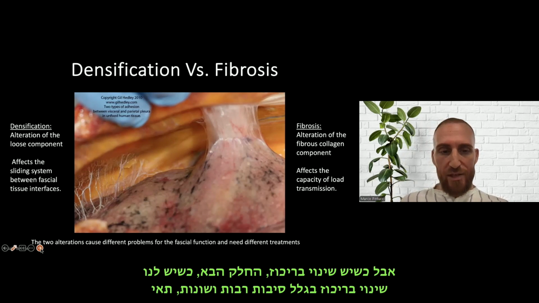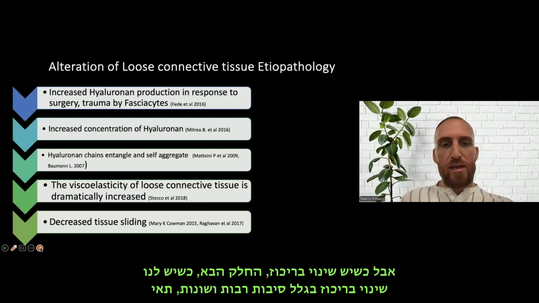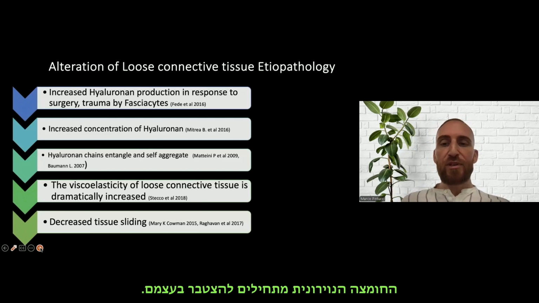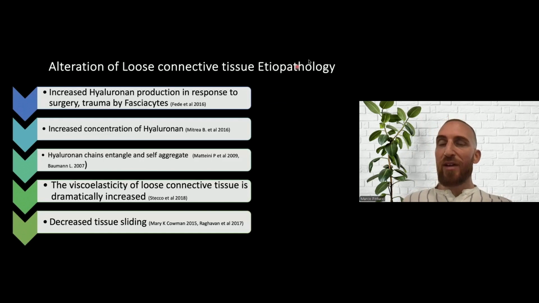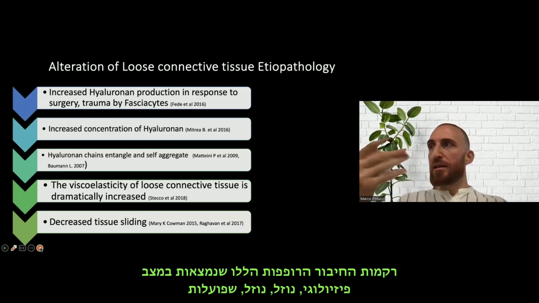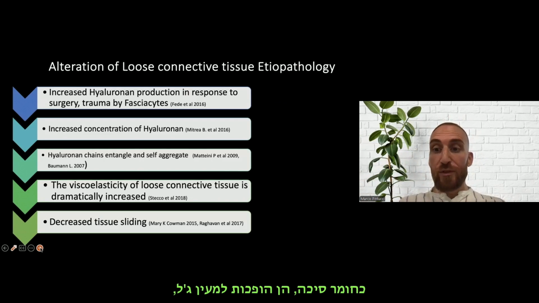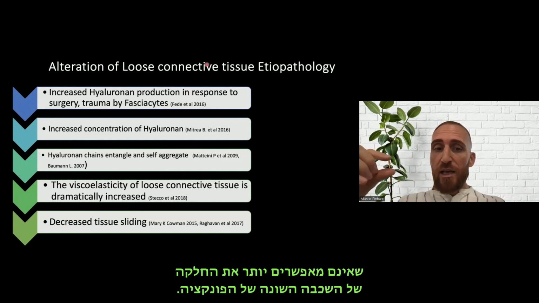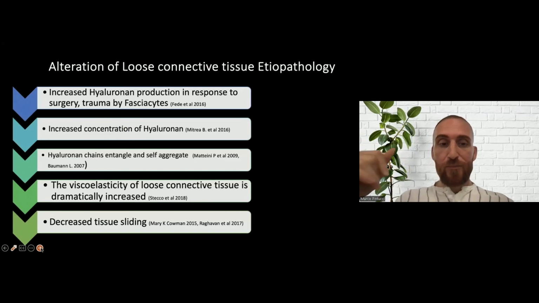But when there is an alteration of concentration, next slide. When we have, for example, an alteration of concentration due to many different reasons, the hyaluronic acid cells start to self-aggregate, and this increases the viscosity. What does it mean? This loose connective tissue, which in its physiological state is a liquid, a fluid that acts as a lubricant, becomes a sort of gel, which no longer allows the gliding of the different layers of the fascia.